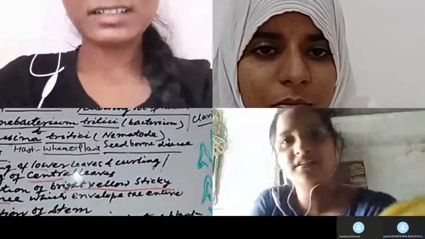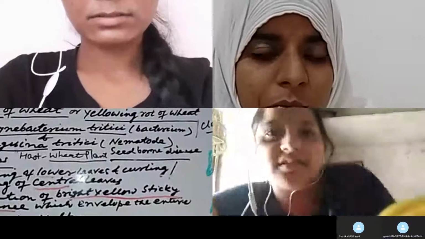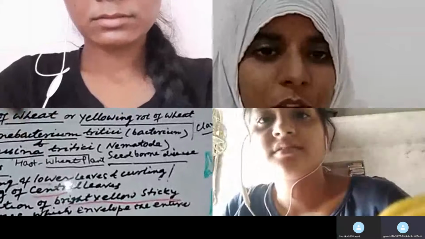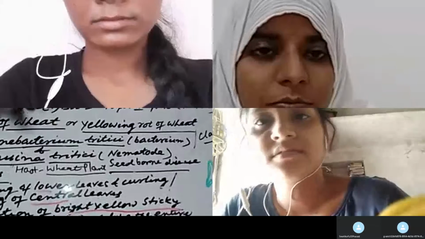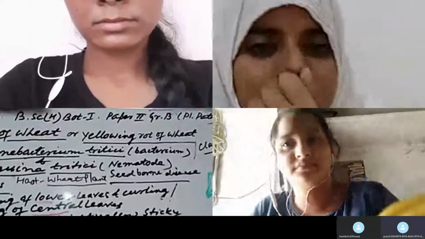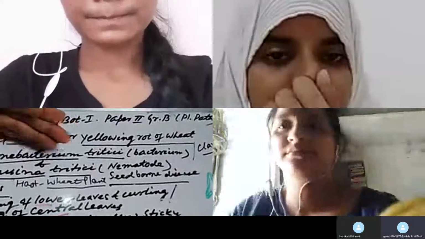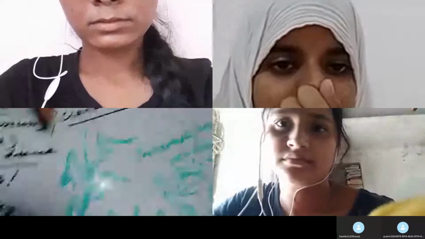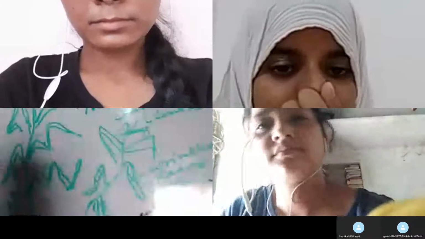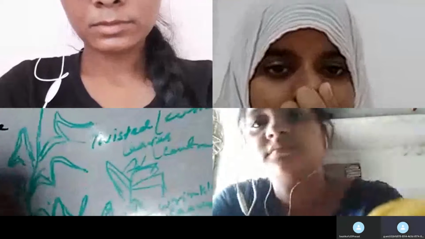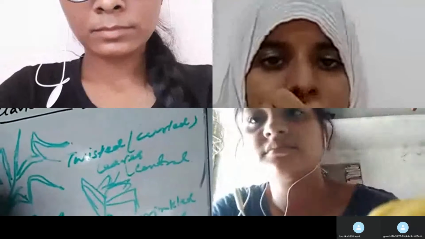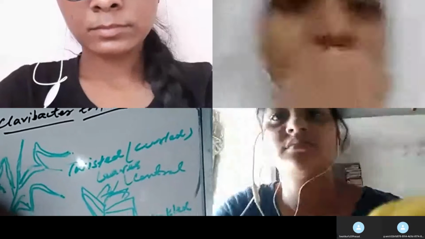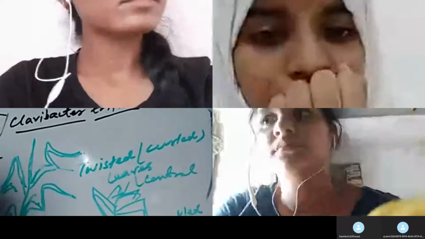The first symptom of this disease is the wrinkling of lower leaves. What I have written: this disease is characterized by various symptoms, and the first symptom of this disease is the wrinkling of lower leaves. I have shown it here in the diagram. Wrinkling of lower leaf takes place. Look, the lower leaves of the wheat undergo wrinkling. So the first symptom of this disease is the wrinkling of the lower leaves of the wheat plant.